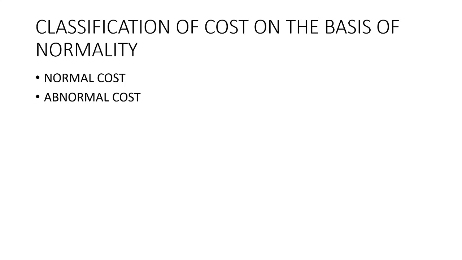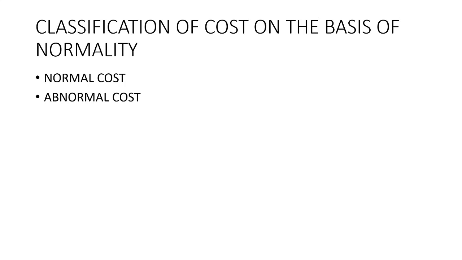Now what happens is any loss incurred by us due to an accident, that is, it arises due to abnormal conditions. So such costs are not considered in the cost of production. They are charged to the profit and loss account. So there are two types of cost, normal cost and abnormal cost. Abnormal costs are not considered in our cost of production. They are charged to the profit and loss account.